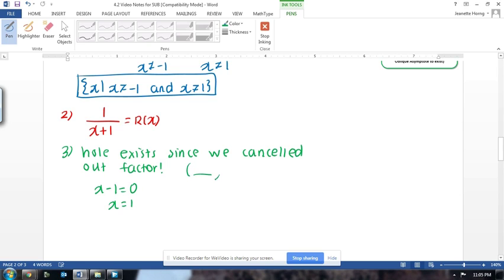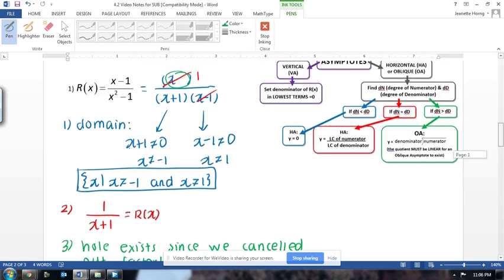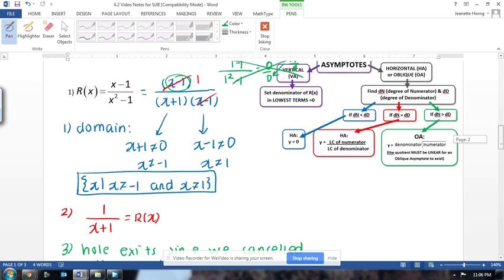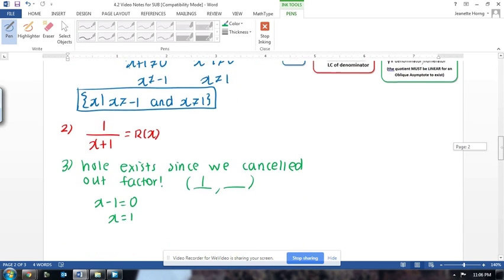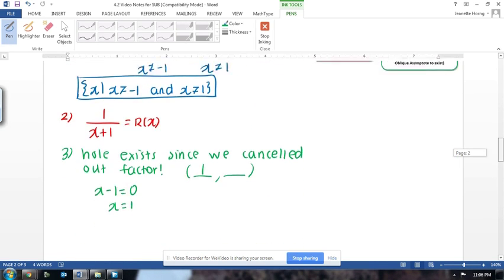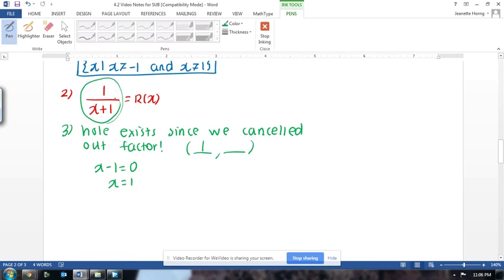But again, a hole is going to be an xy coordinate. So I need to figure out the coordinates of that. We just figured out the x coordinate. Now, if you put 1 back into your original function, we're going to run into problems. Let me show you. If we do 1 minus 1 over 1 squared minus 1, you see how you get 0 over 0? This is when your calculator will give you sad faces because you can't divide by 0. We can't substitute 1 back into the original, but we can substitute 1 back into the reduced equation.